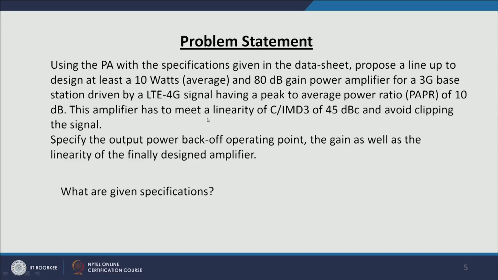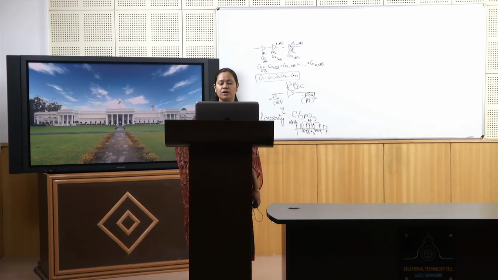Main requirement here is that this signal has a peak to average power ratio of 10 dB. This amplifier has to meet a linearity of C by IMD3 of 45 dBc, and it has to avoid clipping the signal. Now, we have to specify the output power back off operating point for each of the power amplifier stage, the gain of each stage, as well as linearity of the finally designed amplifier. So, let us first of all review what are the given specifications.